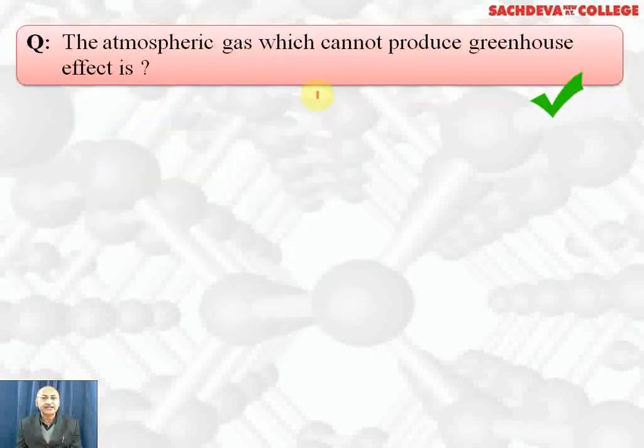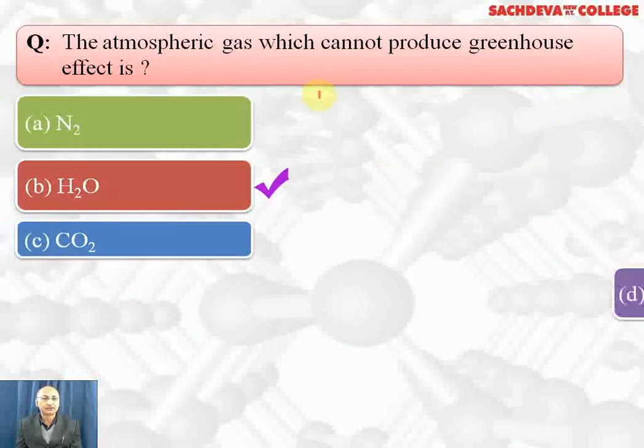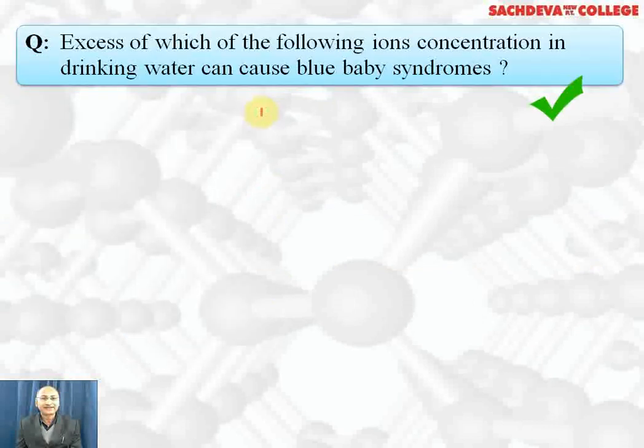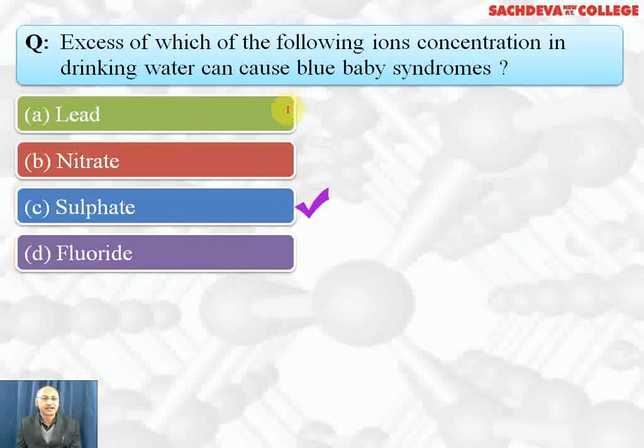The atmospheric gas which cannot produce greenhouse effect is N2, H2O, CO2, ozone. Correct answer is nitrogen. Does not produce any greenhouse effect. Excess of which of the following ions concentration in drinking water can cause blue baby syndrome? Lead, nitrate ion, sulfate ion, fluoride ion. Correct answer is nitrate ion. Lead ion damages kidney, sulfate ions have laxative effect, fluoride ion causes fluorosis. Correct answer is B part.